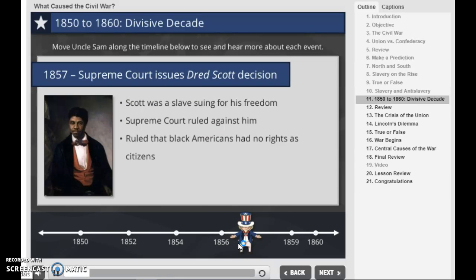1857. Dred Scott was a Missouri slave who sued for his freedom because he had spent years living in the North. His case went all the way to the Supreme Court, which ruled against Scott. Not only was he a slave, said the court, but black Americans like Scott lacked the basic rights of citizens, including the right to sue in court.